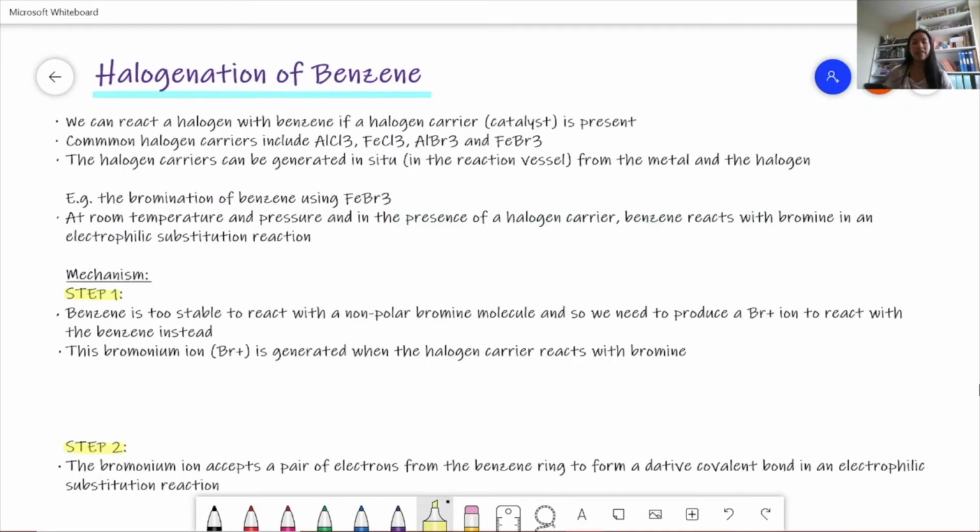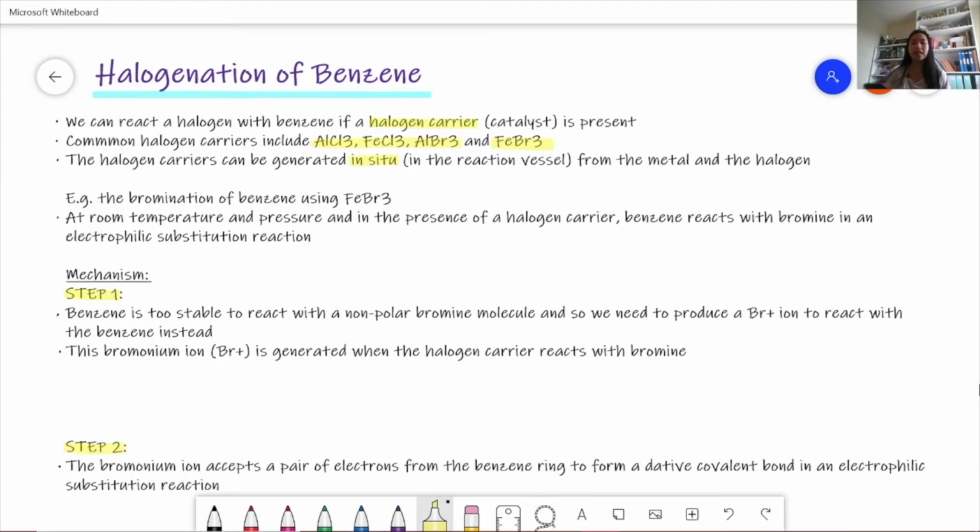So now we're going to look at the halogenation of benzene. We can react a halogen with benzene if a halogen carrier is present. So we have to have this halogen carrier. Common halogen carriers include aluminium chloride, iron chloride, aluminium bromide, and iron bromide. The halogen carriers are generated in situ, and what we mean by this is that they're generated in the reaction vessel from the metal and the halogen.